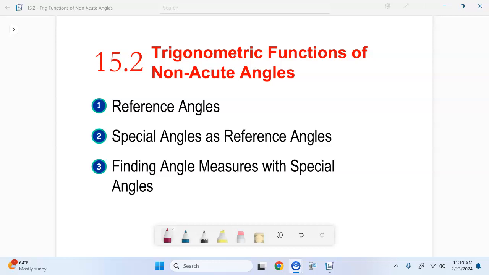We've been using a lot of our special right triangles. They're not going away anytime soon. What we're going to do is use those special right triangles and apply them to our obtuse angles, our non-acute angles within our rotation. We're going to use those through what we call reference angles.